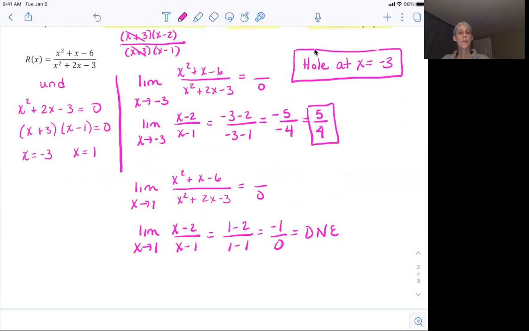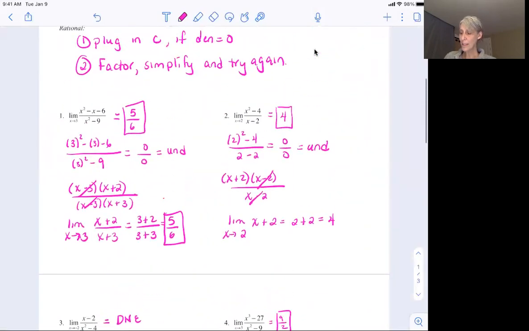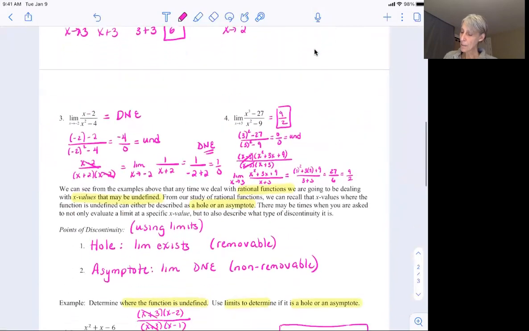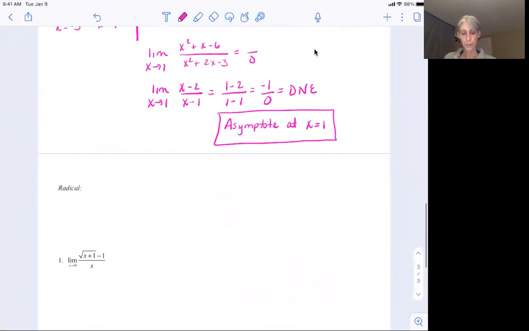And here, because I get a 0 the second time, the limit does not exist, which means I have an asymptote at x equals 1. Okay. So sometimes your questions will be nice and straightforward and just evaluate your limit. And sometimes your questions will be a little bit more involved. Okay, so you just have to be able to recognize what's going on when you answer a question.